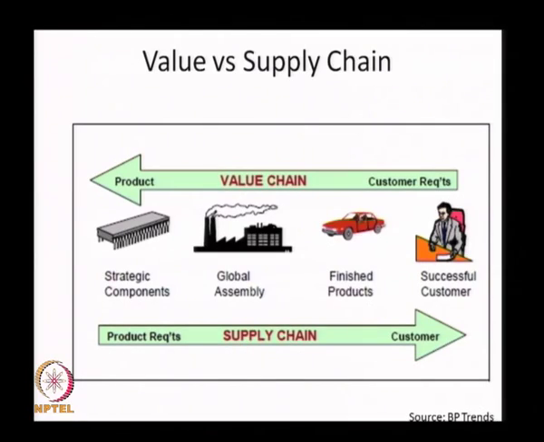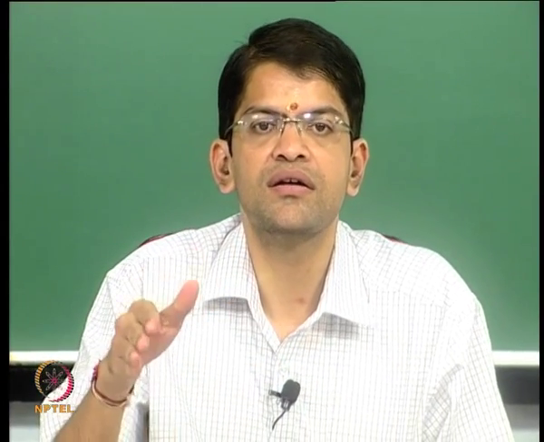Remember I said in the beginning of the class that all these value activities are relevant from the customer's or the end user's point of view. So it is the customer's requirement, the end user's requirement, which is calculated backwards to see how this can be embedded into all these activities, with a hope that it can deliver a value that is perceived to be valuable by the end user.